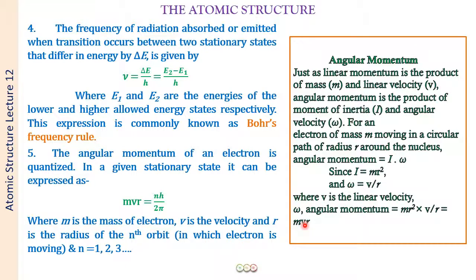And what did Bohr say? He said that the angular momentum of an electron, just like energy, is quantized, is fixed, and the value it has is a multiple of h by 2 pi, and hence it is nh by 2 pi.